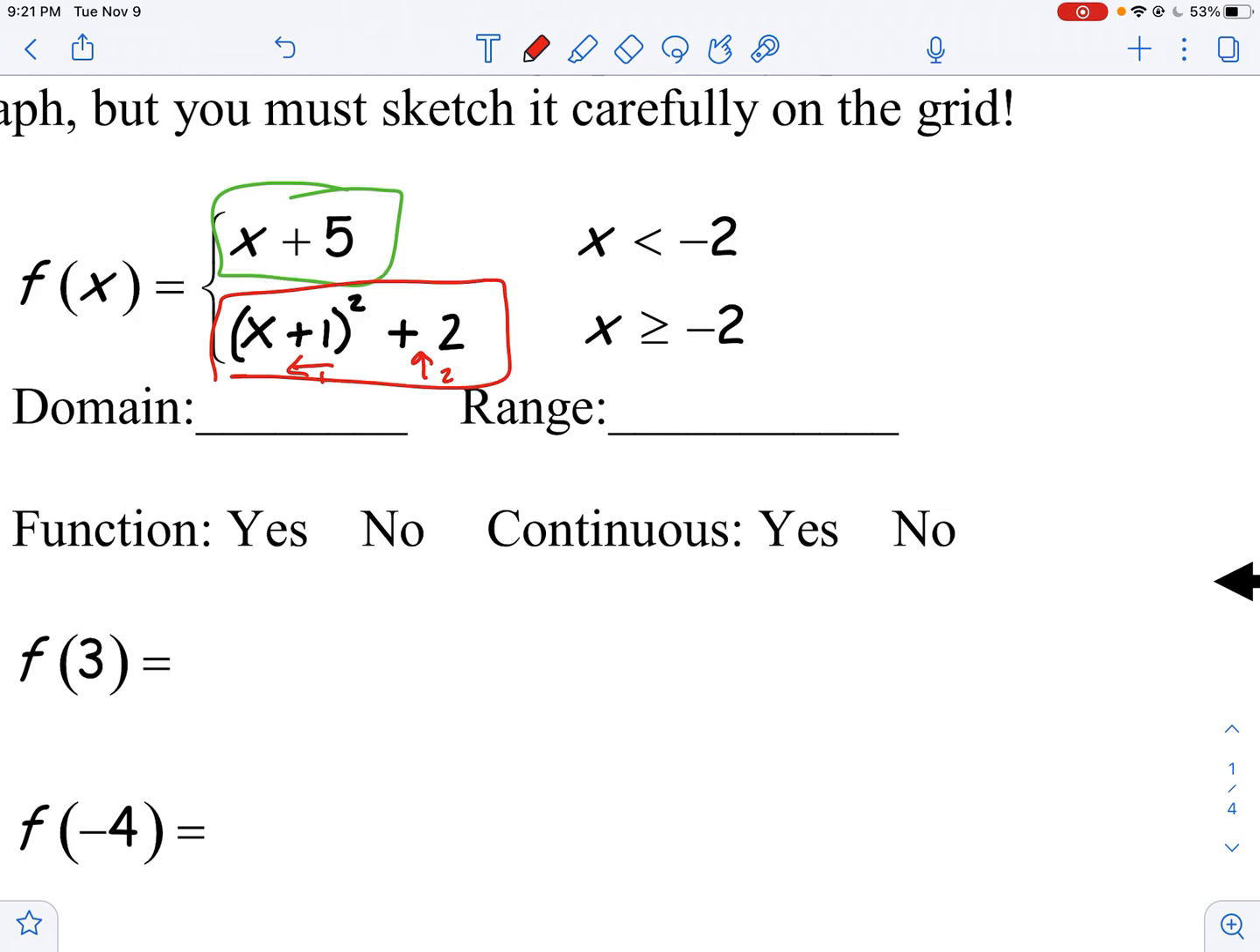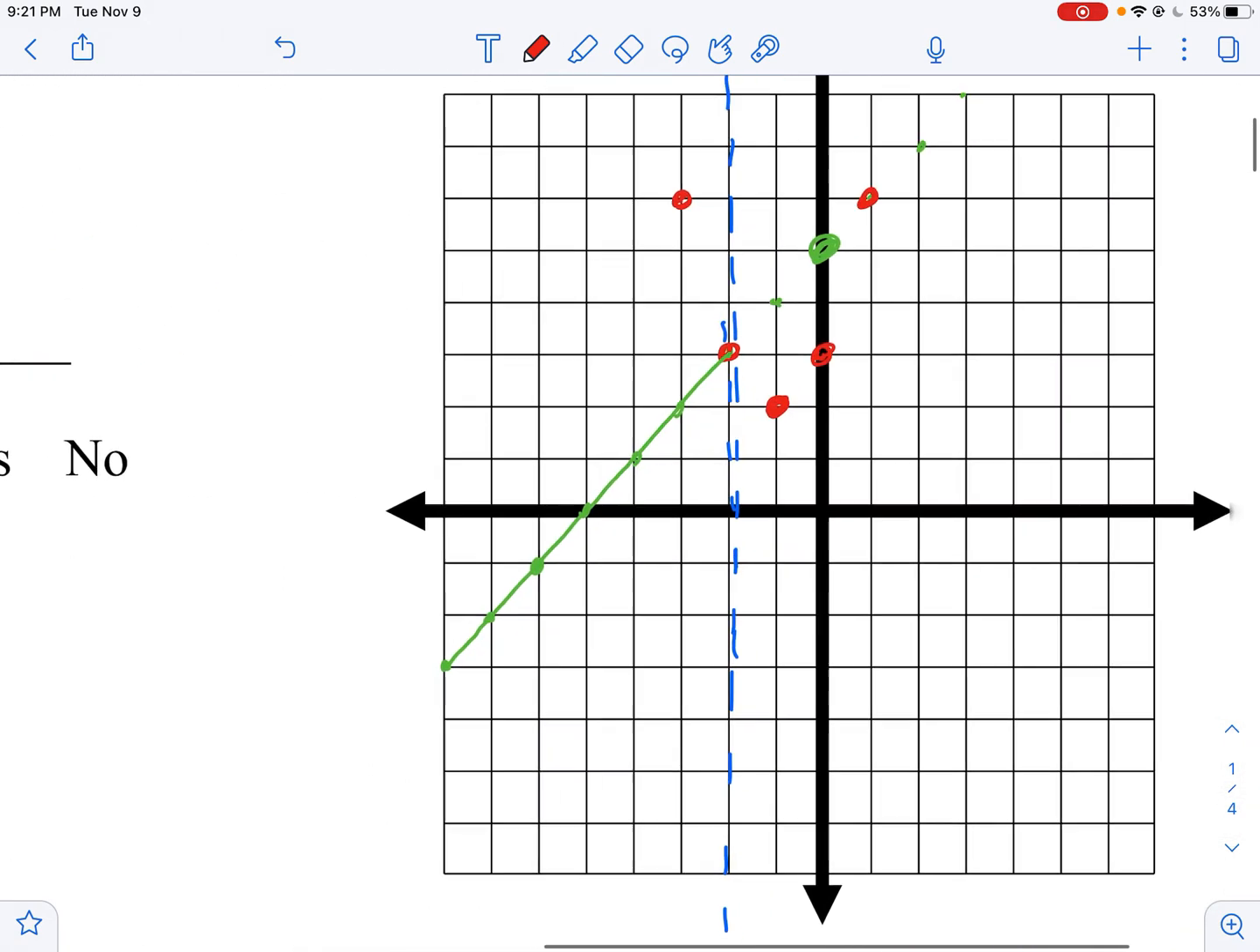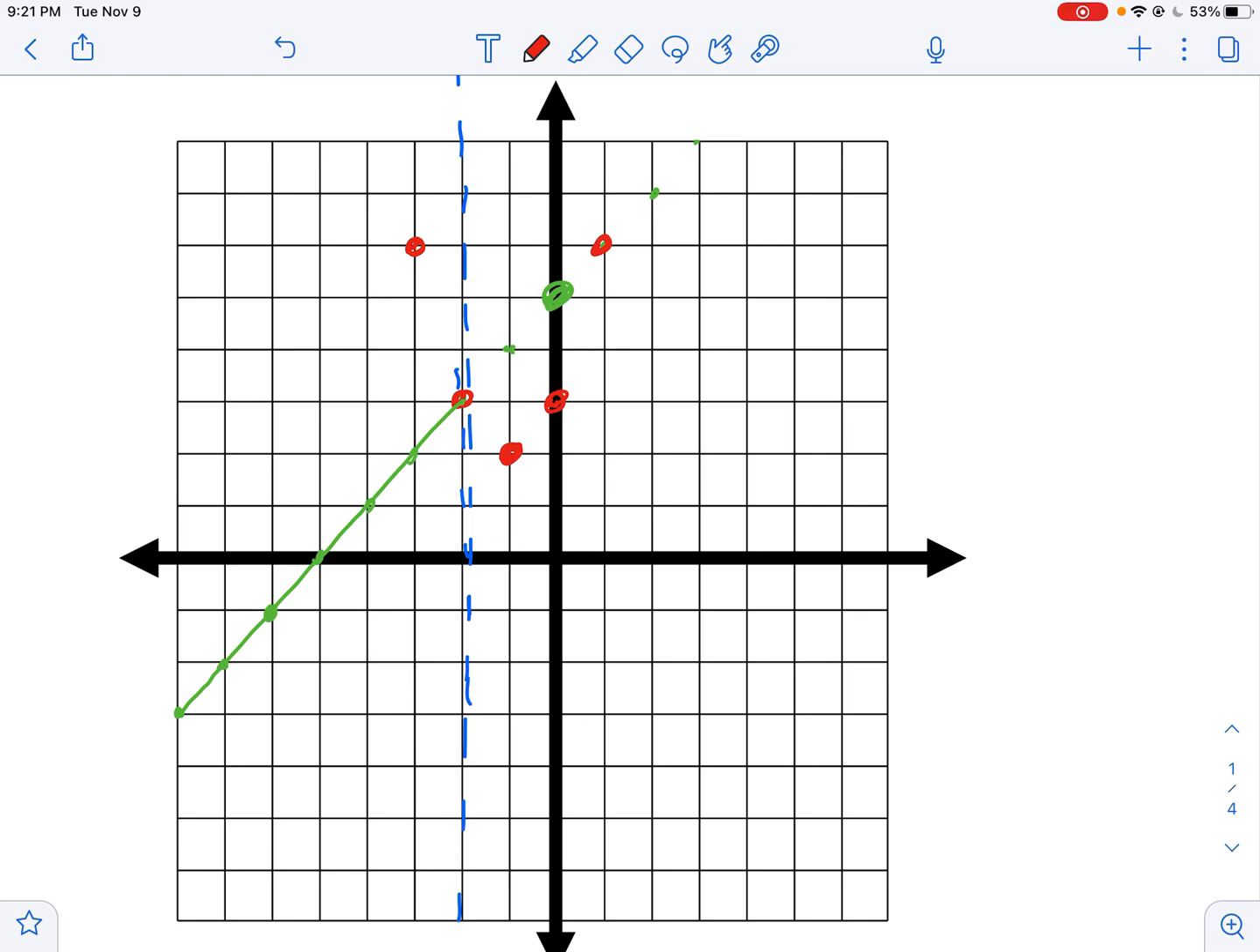The quadratic exists when the x's are greater than or equal to -2. So I'm going to come over here. Here's my -2 again. So everywhere to the right of it, I'm going to connect those dots like this. And so you may notice I didn't use this dot, and I didn't use these green ones here. And that's because that function isn't present on that part of the graph.